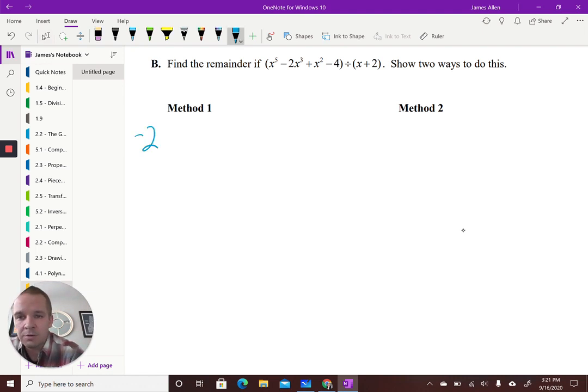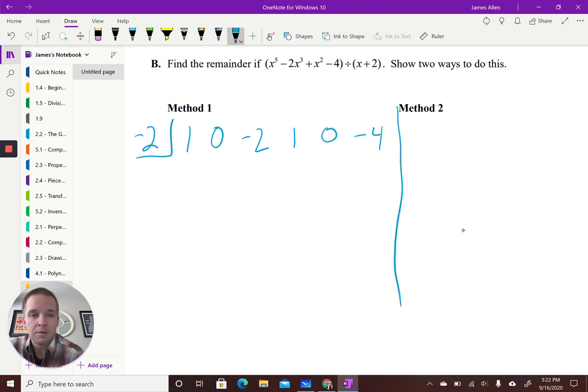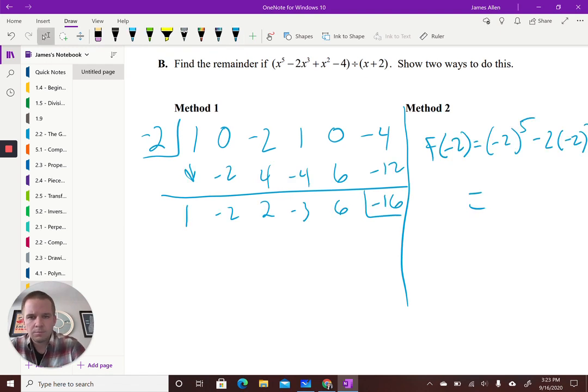So I'm going to throw negative 2 in the box. And now I've got to have 1 for my first coefficient, but we don't have a degree of 4, right? We don't have an x to the 4th term. So I have to put 0 in for that one. And then negative 2, and then 1 for my x squared. Ooh, I'm missing my linear term. So I have to put in a 0 for that, and then a negative 4. All right. Now I can do some synthetic division. So I'll let you guys do that, pause the video, and then check it.